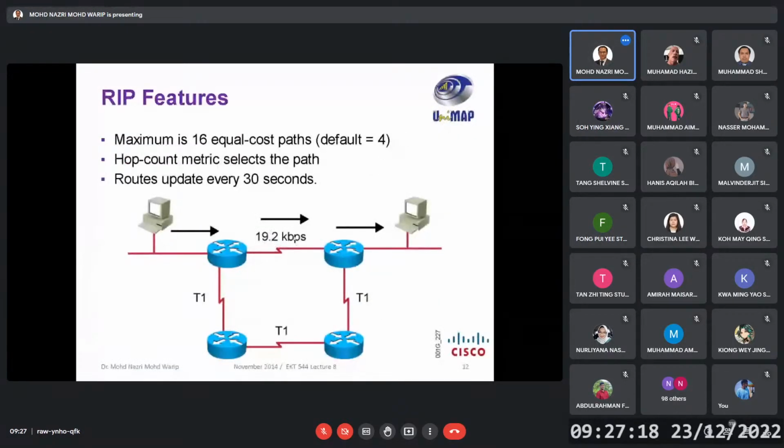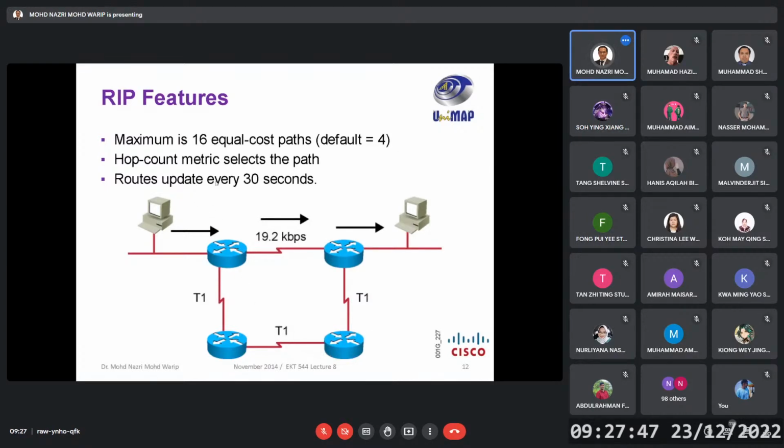So in this case, for example, this is an old network. They are using 19.2 kilobit per second. Nowadays, no more 19. The minimum, I think, if I'm not mistaken, maybe 100 meg, 100 megabit per second minimum. This one is just for the purpose of academic. So this one E1 link means like 1 meg link.